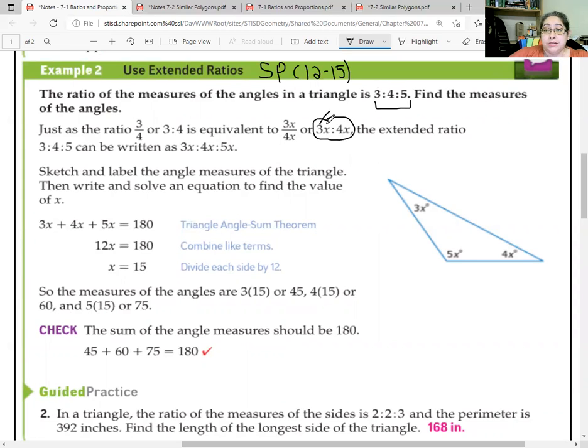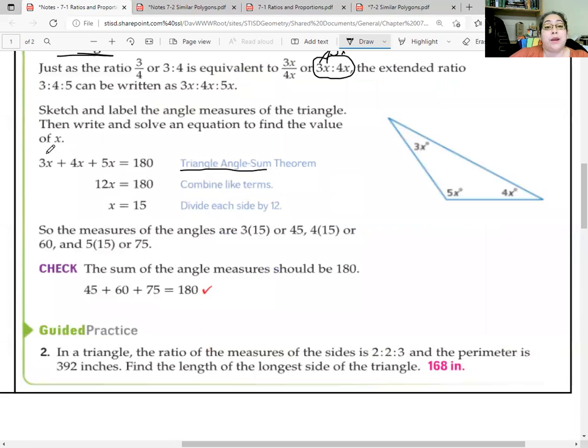The 3 times some other number gives me an angle measure of 3 times x. I can do that for all 3 of these values. So I get 3x as one of my angle measures, 4x as another one of my angle measures, and 5x as my third angle measure. Since I've been asked to find the measure of angles, I can use my triangle angle sum to help me write an equation that then is easy to solve.